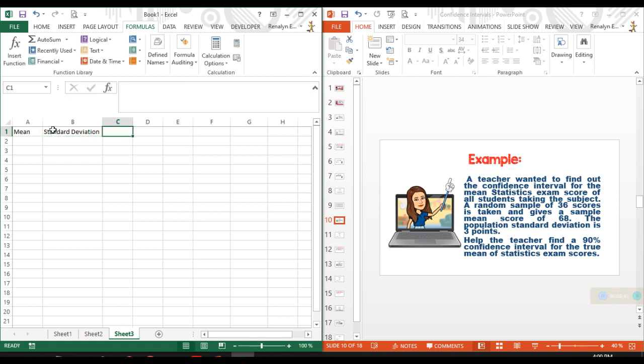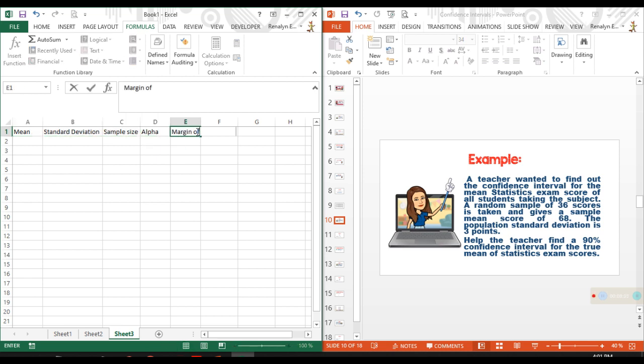Next, we need the sample size. And after that, we need the alpha. So, lagay natin dito si alpha. Pag meron na tayo nitong mga given na to, pwede na natin makuha si margin of error E. Pag meron na tayong margin of error E, ang gagawin lang natin is i-add natin siya or isusubtract sa mean. And we are going to end up with a confidence interval.